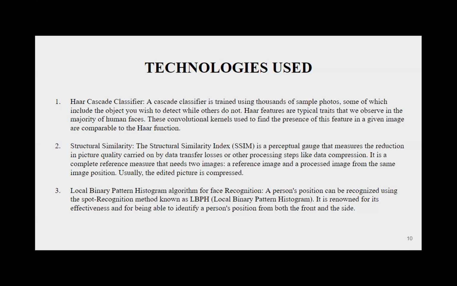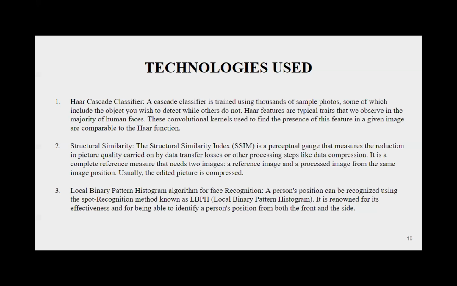Then about structural similarity, it is an algorithm which is a perceptual gauge that measures the reduction in picture quality brought on by data transfer losses or other processing steps like data compression. It is a full reference measure that needs two images, a reference image and a processed image from the same image position. Usually the edited picture is compressed.